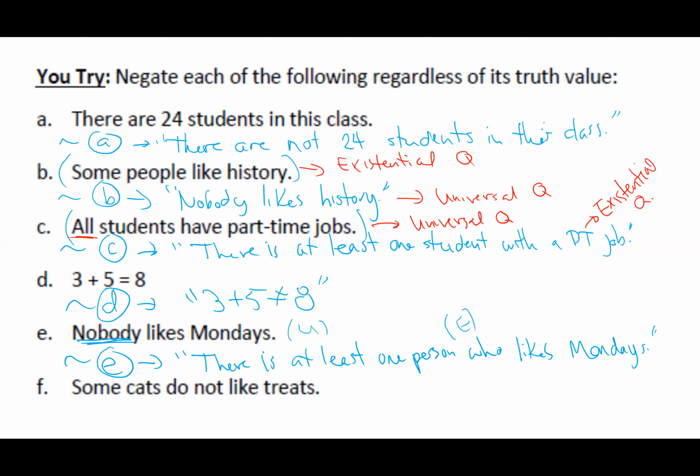Some cats do not like treats. That's another existential quantifier. There exist cats that do not like treats. The way that we would negate this is with a universal quantifier. All cats like treats.